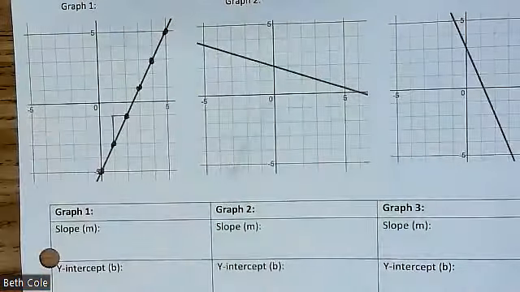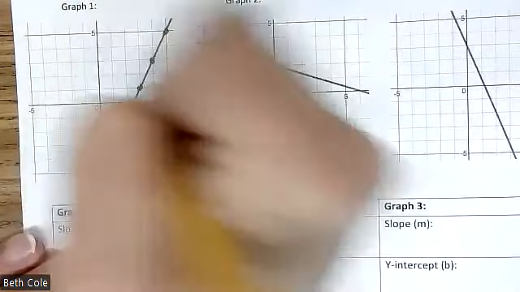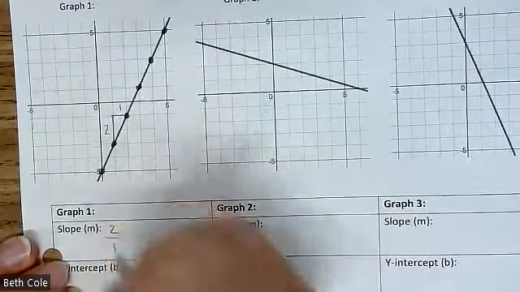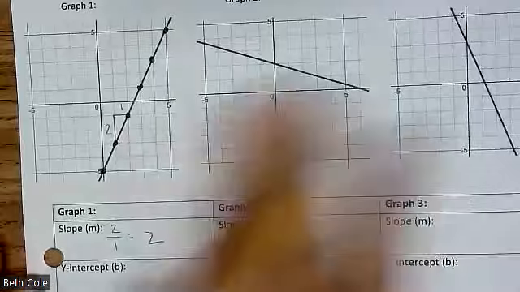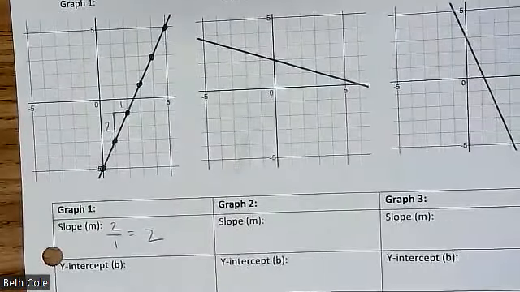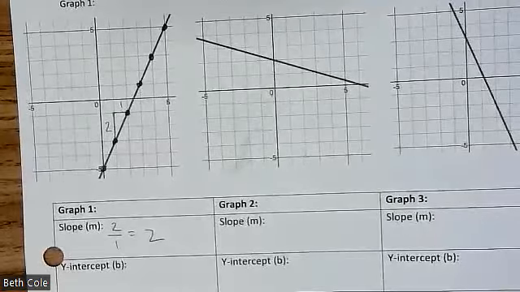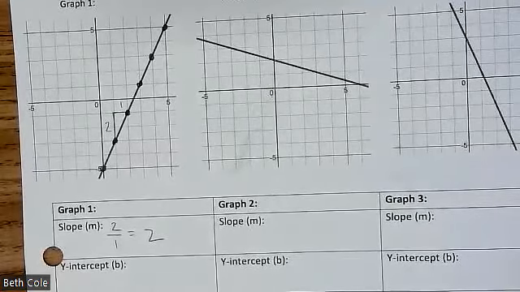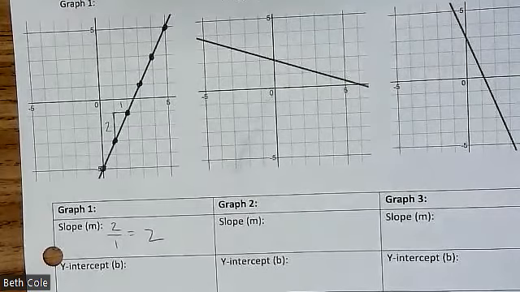So what are you guys seeing for this slope? Yeah, up 2, right 1. So it would be 2 over 1 or just 2. Either way, it is a totally acceptable answer, okay? If you write 2 over 1, that's fine. Now, if it's a 1, that's okay. If it's a fraction that needs simplified, like 4/8, you need to reduce that to 1/2.